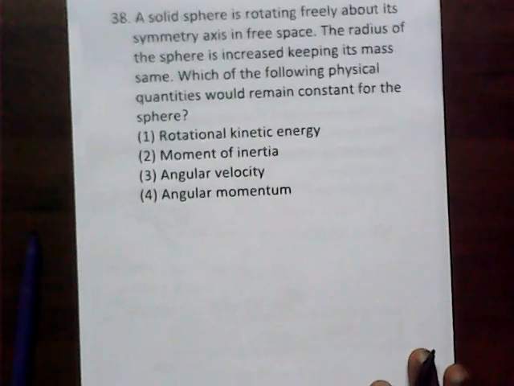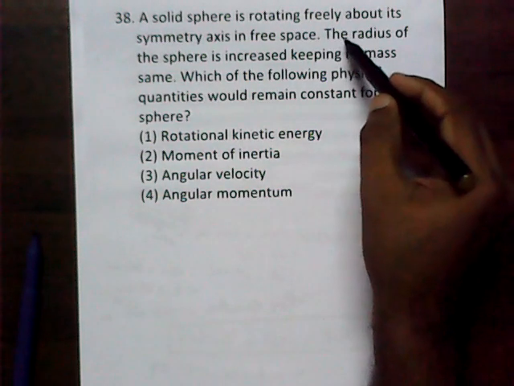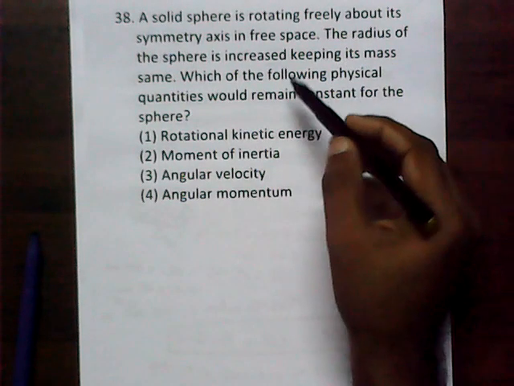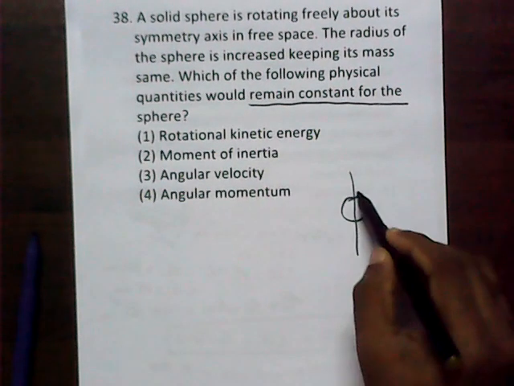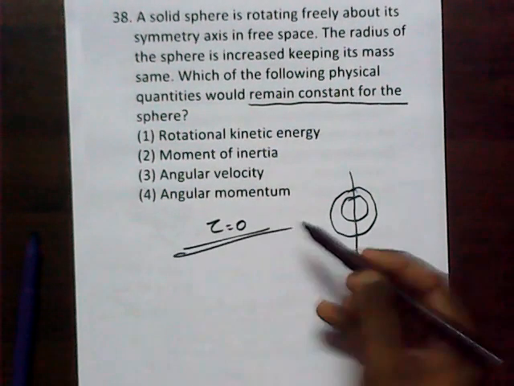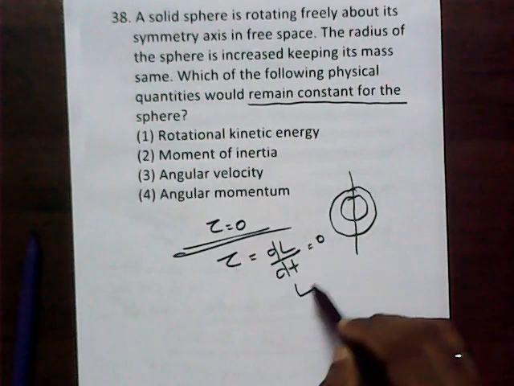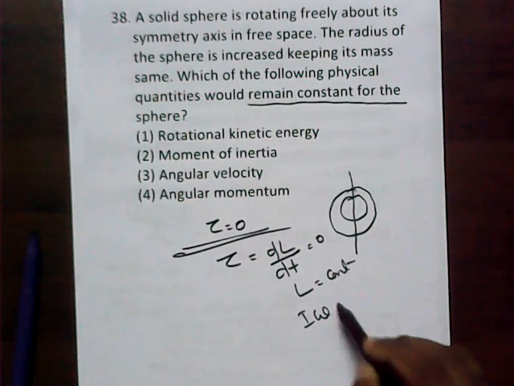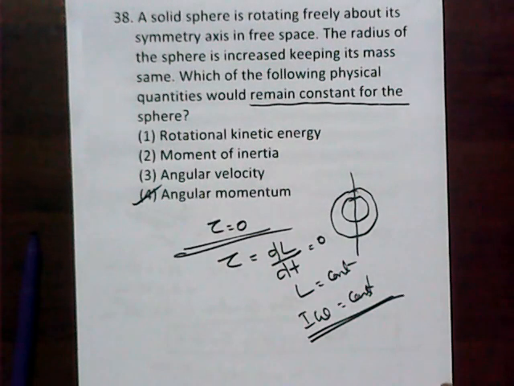Number 38. A solid sphere is rotating freely about its symmetry axis in free space. The radius of the sphere is increased, keeping its mass the same. Which of the following physical quantities would remain constant for the sphere? The radius is increased, m remains the same. If there is no torque externally acting on it, keep in mind Newton's second law of rotatory motion, that must equal 0. That means L becomes a constant, that is I omega is a constant. That means angular momentum is a constant. That is a very important concept.